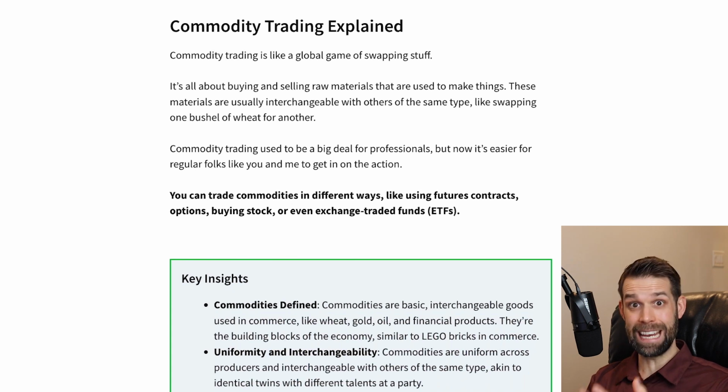And if we're day trading, that's typically how we are going to trade as well. So commodity trading is like a global game of swapping stuff. It's all about buying and selling raw materials used to make other things. Commodity trading used to be a big deal for professionals, but now it's easier for people like you and me to trade commodities.